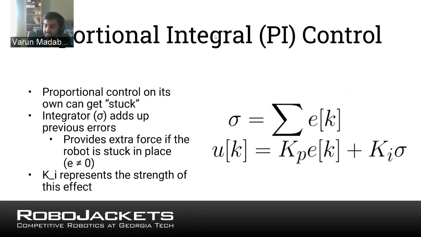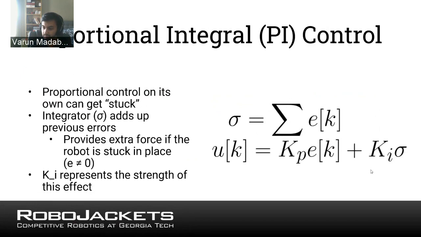So we try to solve that with PI control, proportional integral control. And proportional integral control introduces a new variable called sigma. And sigma is just adding up all of the errors. So every time you calculate the error, you add it to your variable sigma, and it accumulates error over time. And finally, your controller is going to have u be equal to kp times e. This is the proportional term. And then ki times sigma, which is the integral term.